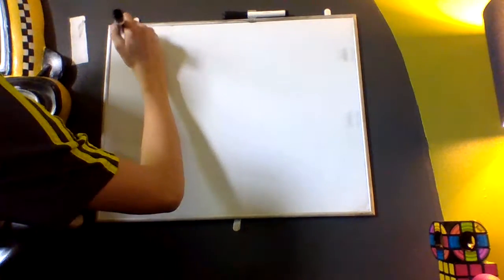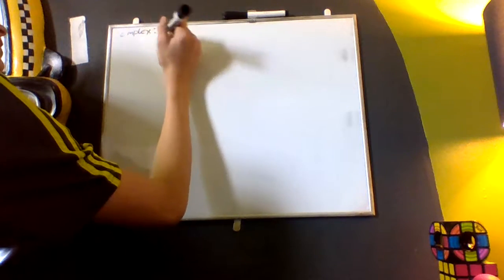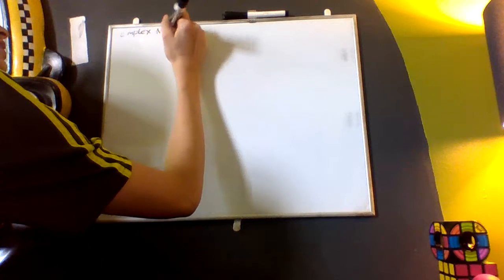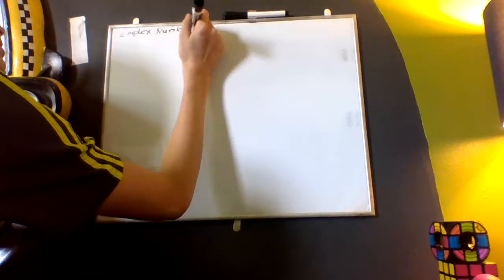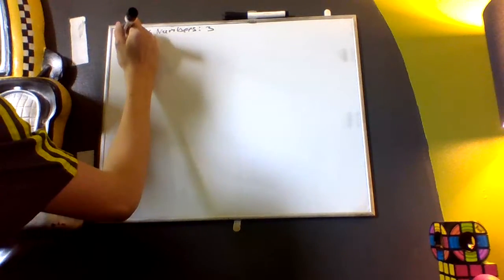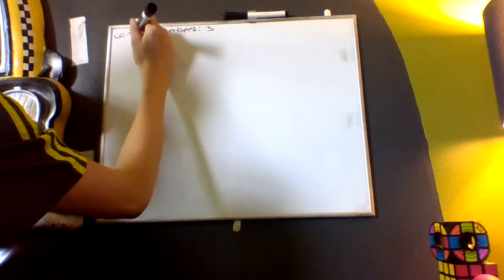I've cleaned my whiteboard, and now it's time for part 3 of complex numbers. Today we're going to talk about multiplying and dividing them, and also something called the conjugate.